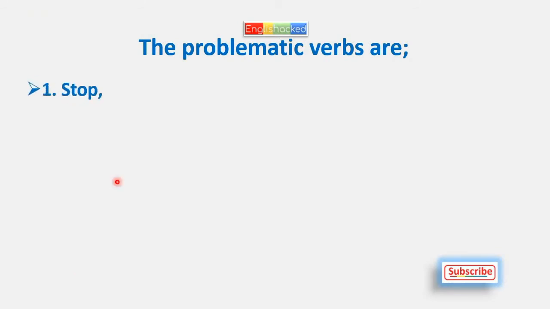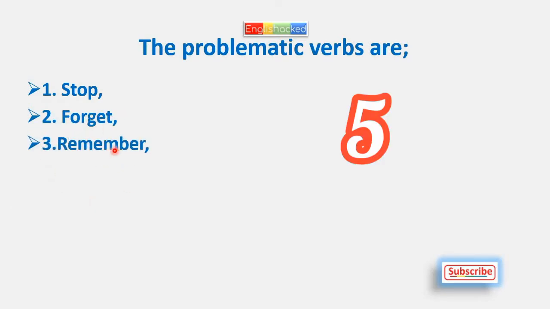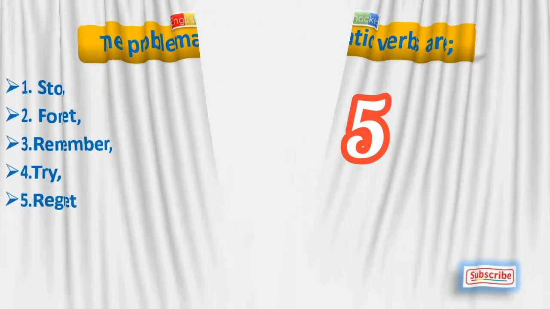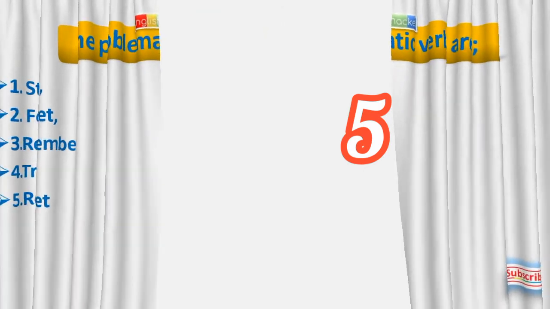Good. These are the problematic verbs, the verbs you need to know. There are 5. The first one is stop. Second one is forget. The third is remember. The fourth is try. And fifth is regret. So these are the 5 verbs I'm going to talk about in this video, and I hope you will be able to understand and be able to choose. Let's get started. The curtains are open.